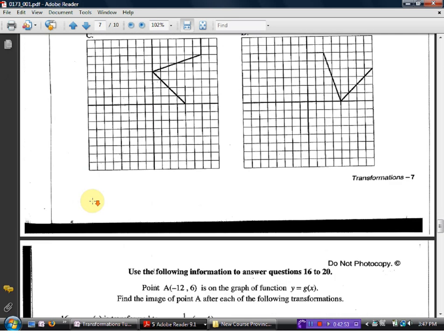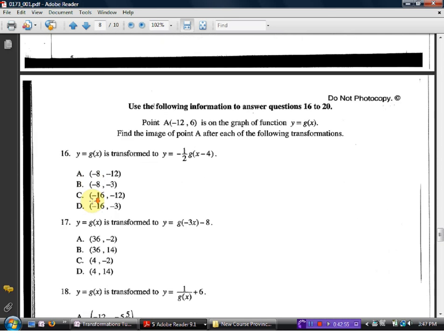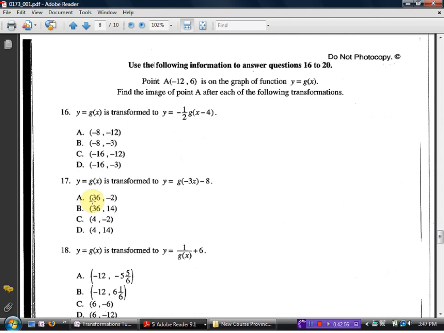I didn't print that one in my tutorial, sorry. Turn the page.